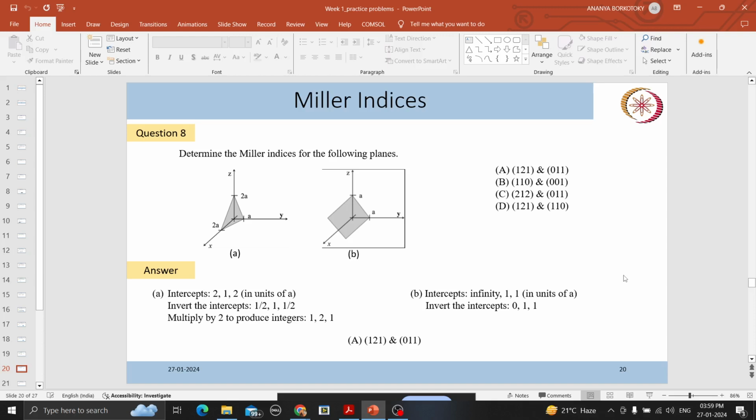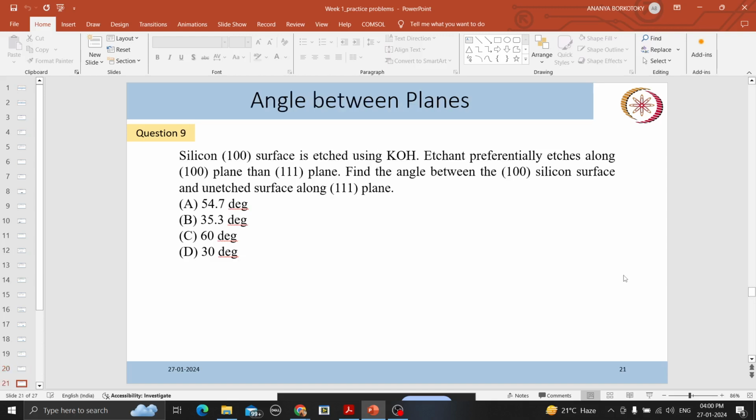I have one question on silicon also, the 111 plane and 100 plane. There also I'll explain this. Okay. So, next, go to the next question. Okay. So this is for angle between planes.